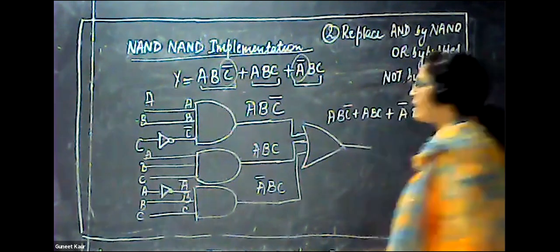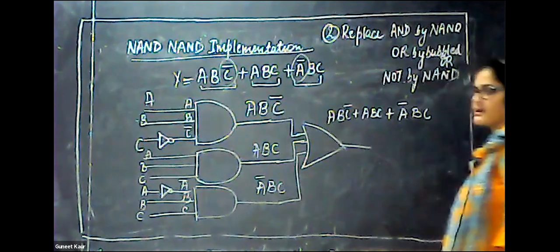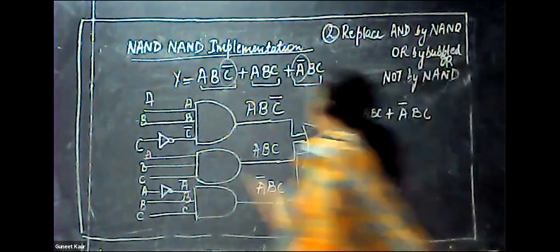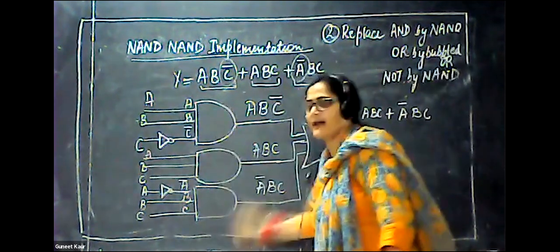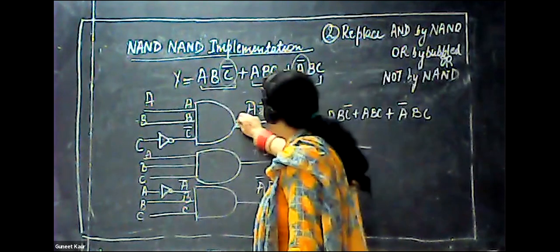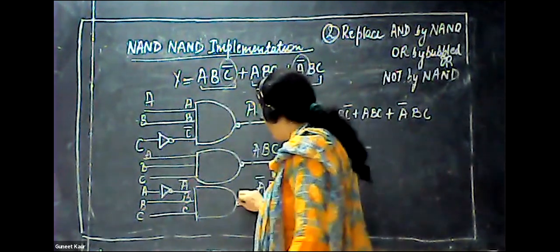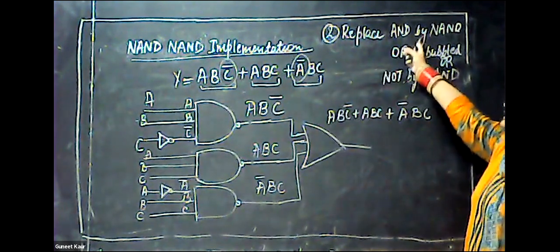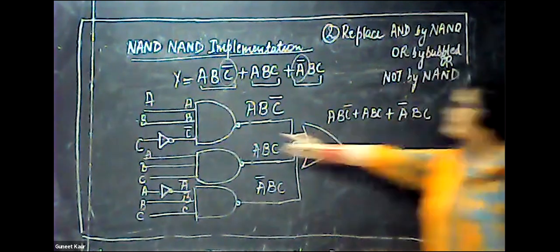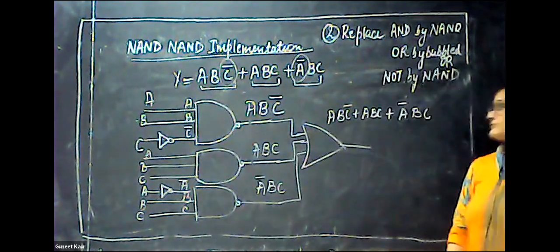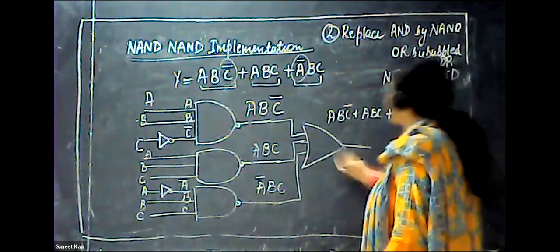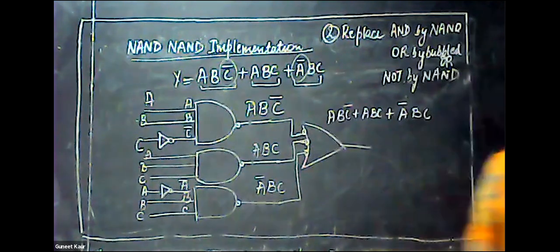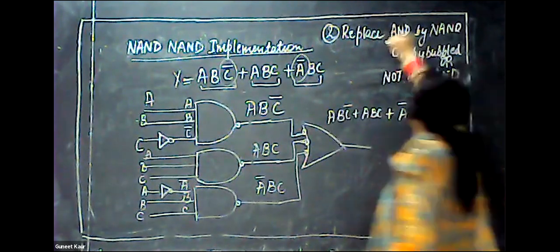So there are three parts in the second step. First, I will replace the AND gate by a NAND gate. Wherever you see an AND gate in your diagram, you just put a bubble in front of it. This will make a NAND gate. So the first part under the second step is completed: replace the AND by NAND by putting the bubble on each. Next, OR by bubbled OR. Bubbled OR means I will put a bubble here. So that part is also completed.